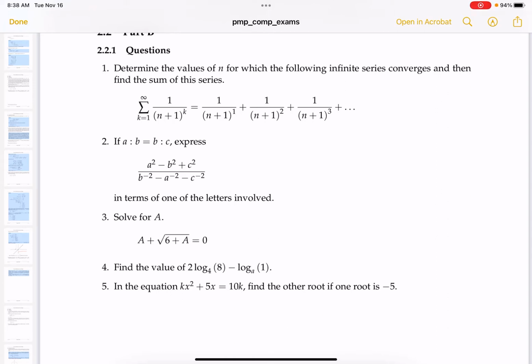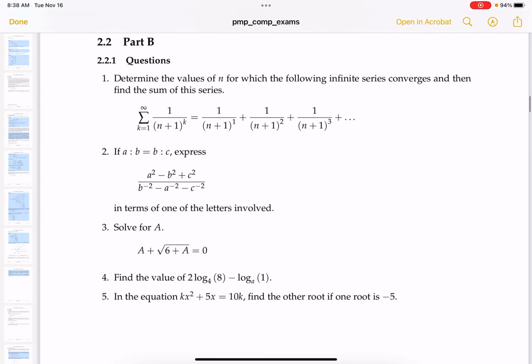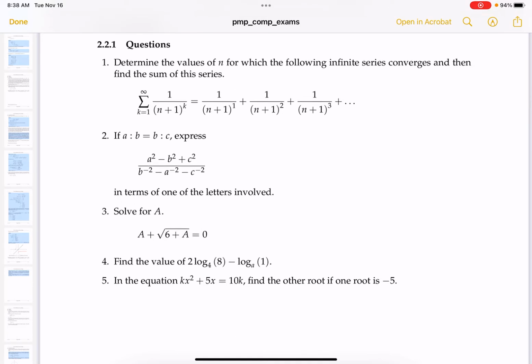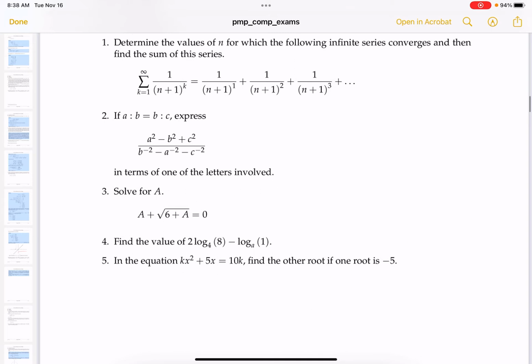Okay, so we're on another competitive exam here. There are 5 questions. Looking through it, I'm looking for low-hanging fruit. Question 1 looks manageable, but it looks like it'd be some work. Question 2 looks manageable, but there's some work there too. 3 looks easy. 4 looks easy. 5 looks easy. Let's do 1 at a time.